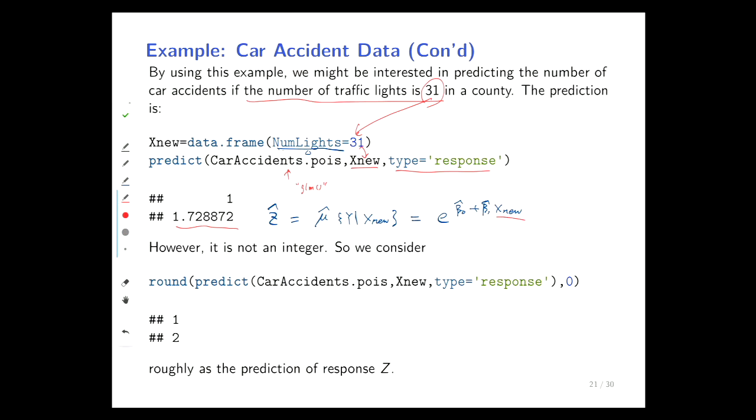Because Z is actually a count, we need an integer to predict Z. In order to do that, roughly speaking, we can use the round function to round this figure to 0 decimals. In this case, we are going to have 2. So roughly speaking, we have this prediction of the number of car accidents, which is 2 for this very specific county. That's how to use R to obtain the prediction. Any questions?